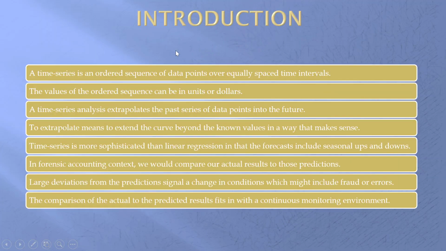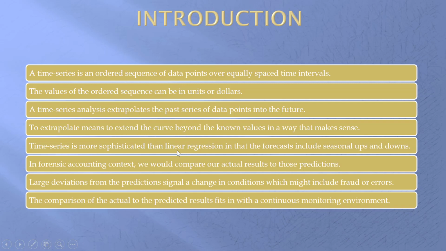Well, we have to get through with the introduction here, and let's get our lingo in order. A time series is an ordered sequence of data points over equally spaced time intervals. We see it many times in financial magazines. We can be looking at units or dollars. The analysis will extrapolate or project forward the past series into the future. To extrapolate means to extend the curve.